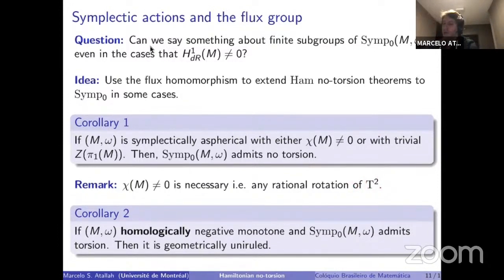And the second corollary shows that if the symplectic manifold is homologically negative monotone and we have Symp0 torsion, then it is necessarily geometrically uniruled. I have homologically here in bold, just to say that homologically negative monotone is more than just negative monotone. We're asking for the proportionality over all of H2, not only over the spherical classes.